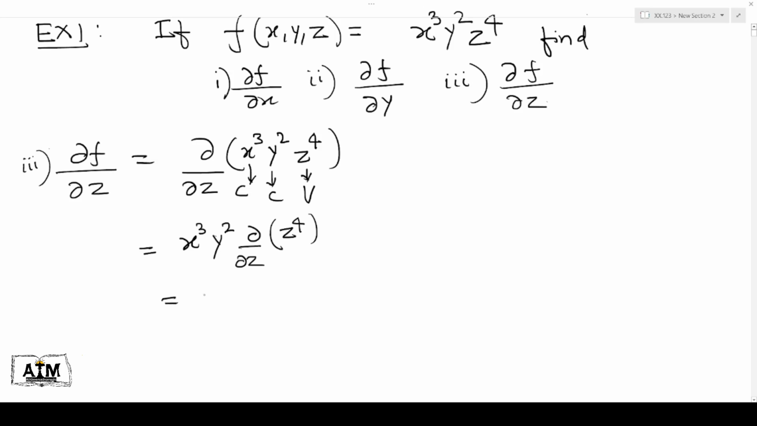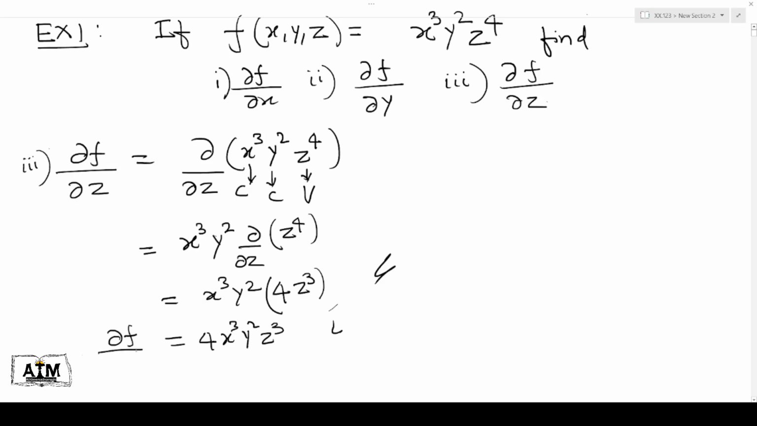This equals x cube y square times the partial derivative of z raised to 4, which is nothing but 4z cube. So this equals 4x cube y square z cube, that is the partial derivative of f with respect to z.